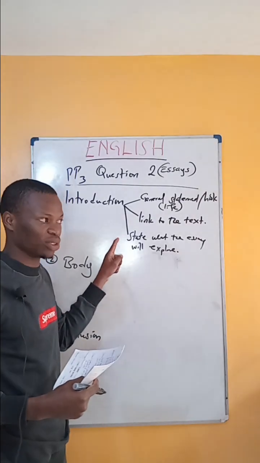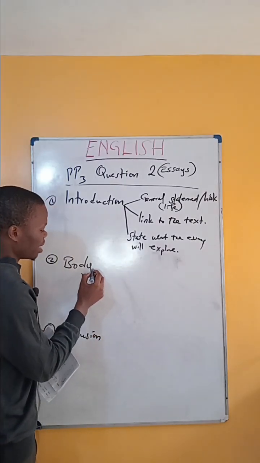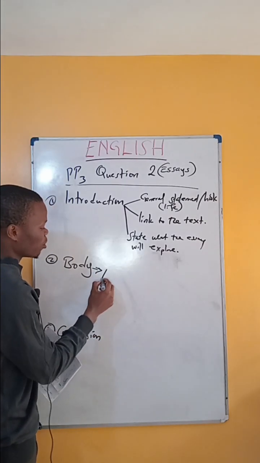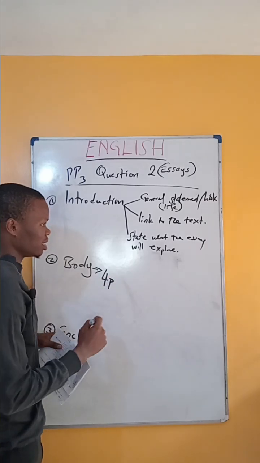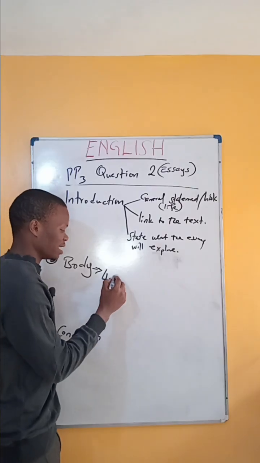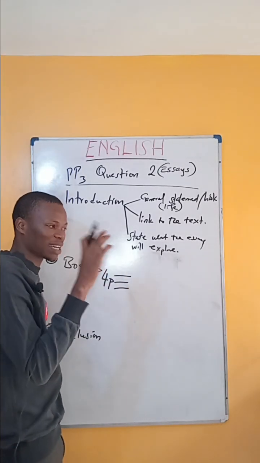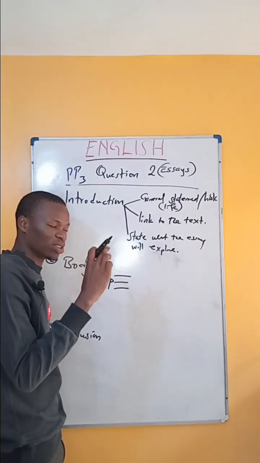That's the introduction. Now, number 2, we have the body. The body is comprised of 4 paragraphs. The body usually has 4 paragraphs, and each paragraph has a structure. That's the most important thing. One paragraph must have a certain structure for you to score the full marks.